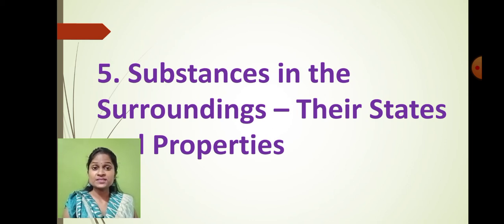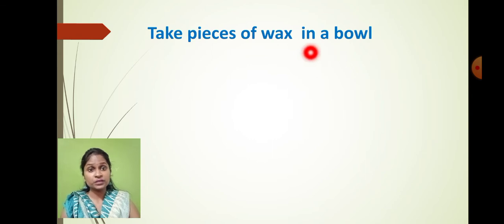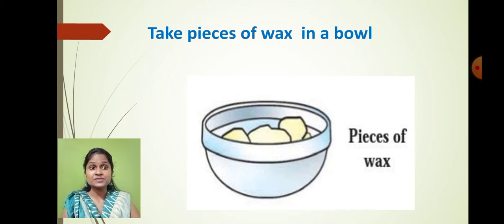Before starting with the new lesson, we are going to perform one experiment. So what is that experiment? Let's see that. To learn the properties of the states of the matter, let's take a bowl. In that bowl we are going to add pieces of wax. Like this image, as you can see there is one bowl, and in this bowl we have added the pieces of the wax.